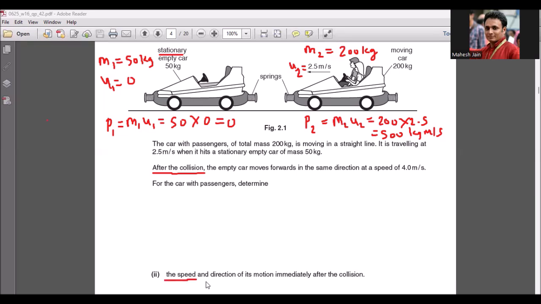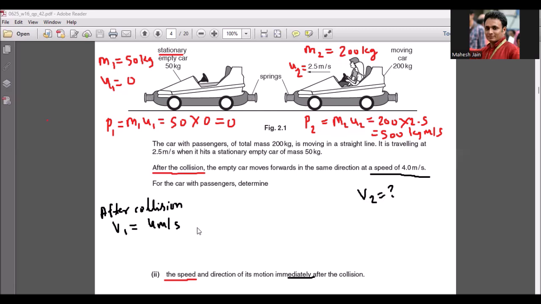Now we'll try to find out the speed and direction of its motion immediately after collision. From this part, we know that after the collision, the empty car moves in the same direction at a speed of 4 meter per second, which means after collision we have the speed of car 1, which is 4 meter per second. The question asks, what is the speed of car 2? So we have to find basically V2.